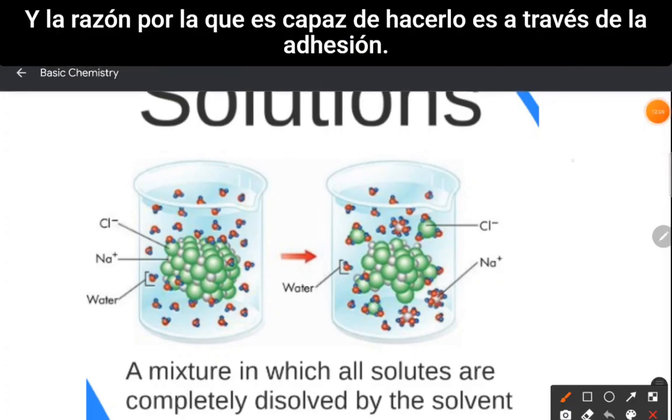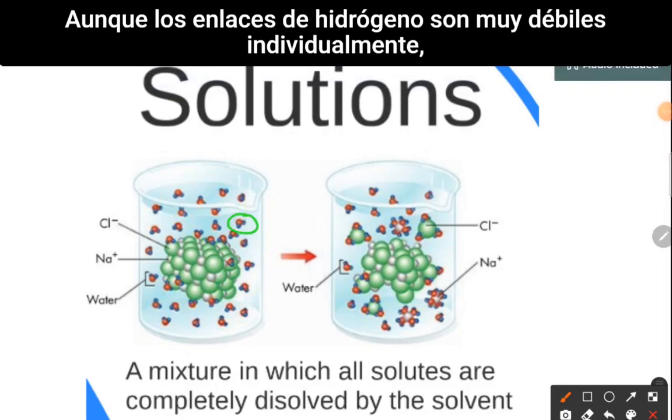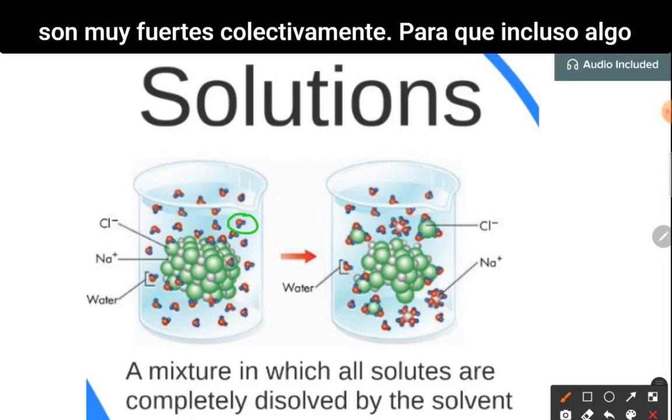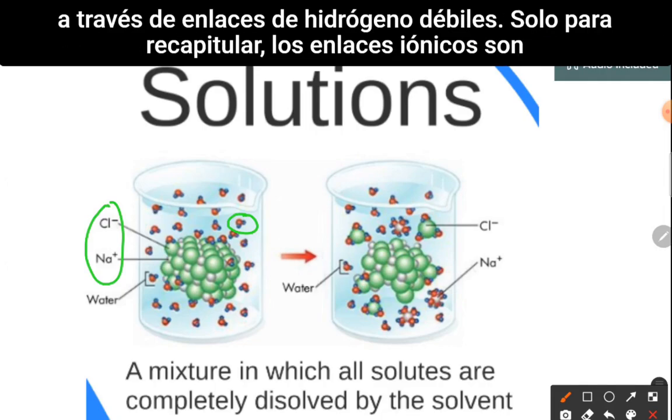The reason it is capable of doing that is through adhesion. Although hydrogen bonds are very weak individually, they are very strong collectively, so that even something like an ionic bond between sodium and chloride can be disrupted through weak hydrogen bonds. Just to recap, ionic bonds are strong.